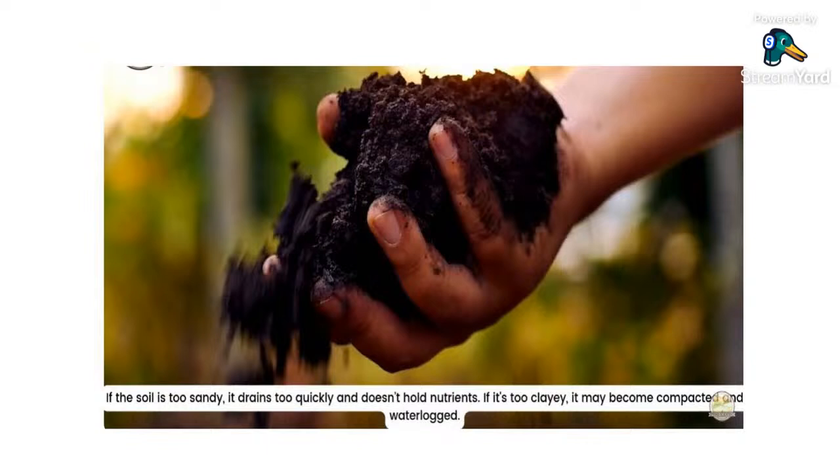If the soil is too sandy, it drains too quickly and does not hold nutrients. If it is too clayey, because of its small particle size and poor aeration, it becomes compacted and waterlogged.